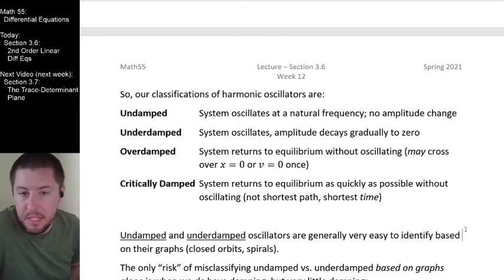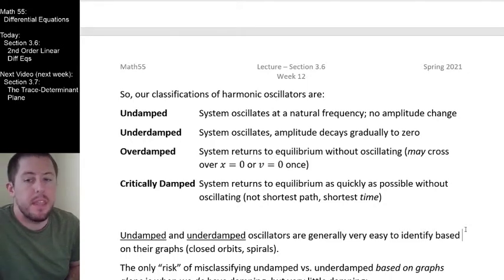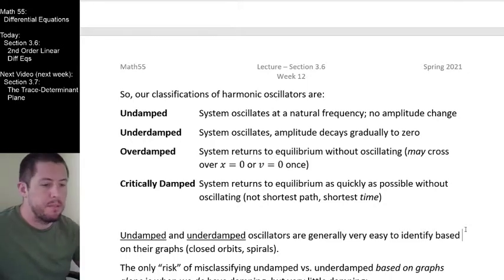Finally, our critically damped scenario is where the system returns to equilibrium as quickly as possible without oscillating. And you should notice, what we are not suggesting is that it takes the physical shortest distance to get to equilibrium. It takes the shortest amount of time to get to equilibrium. That's the thing that's getting optimized in our critically damped scenario.